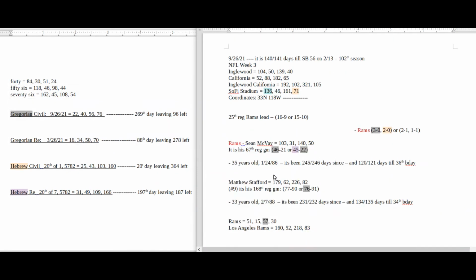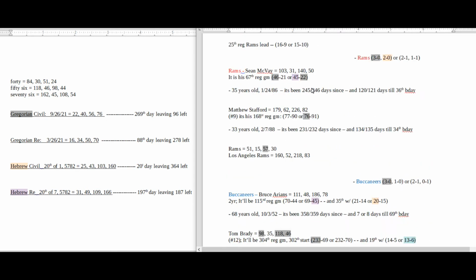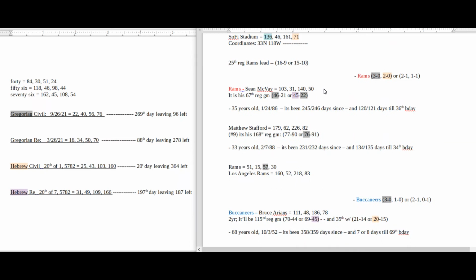All right, so we're going to look at this game really quickly and see if there's any numbers here that point in either direction. I'm going to first show you the numbers for the Rams, and then I'm going to show you the numbers for the Buccaneers. So let's get started with the Rams.